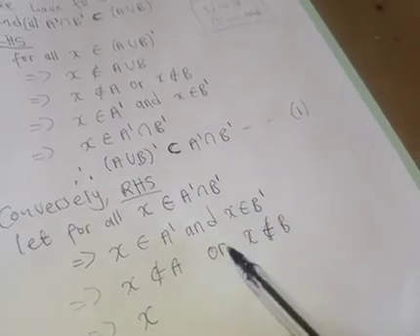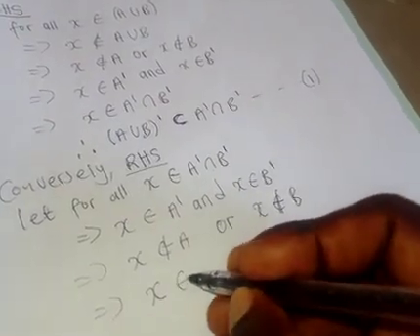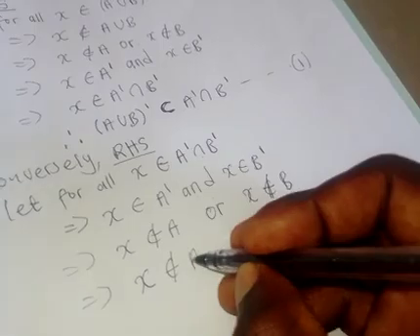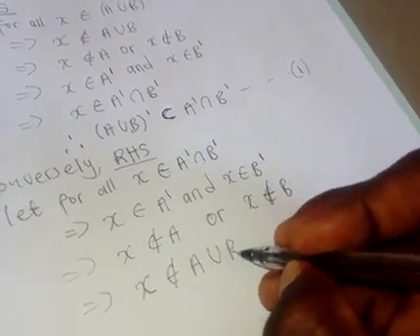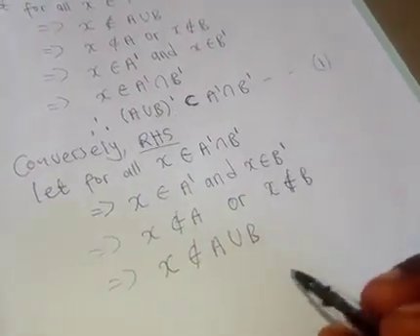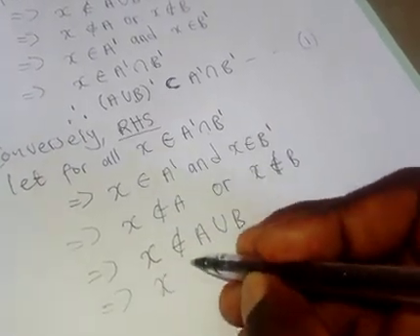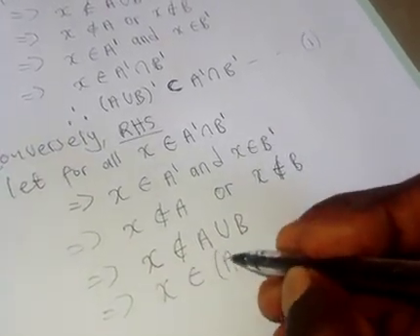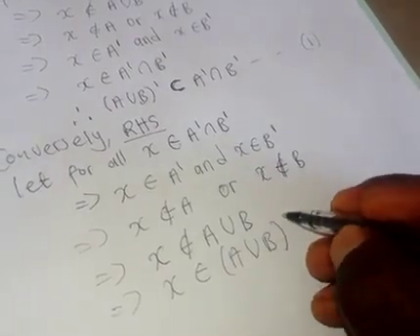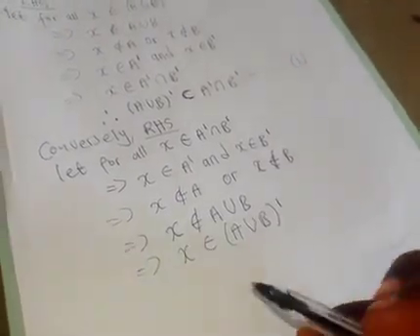So or, for or we use what? Union. So this means x is not a member of A union B. We have combined them using union. Then if x is not a member of A union B, what does it mean? It implies that x is a member of A union B complement. X is found outside A union B. So we have moved from the right hand side to left hand side.